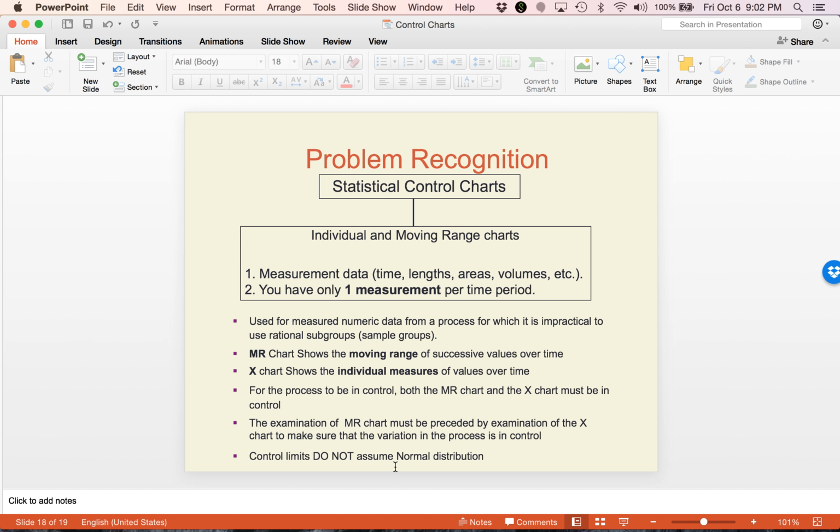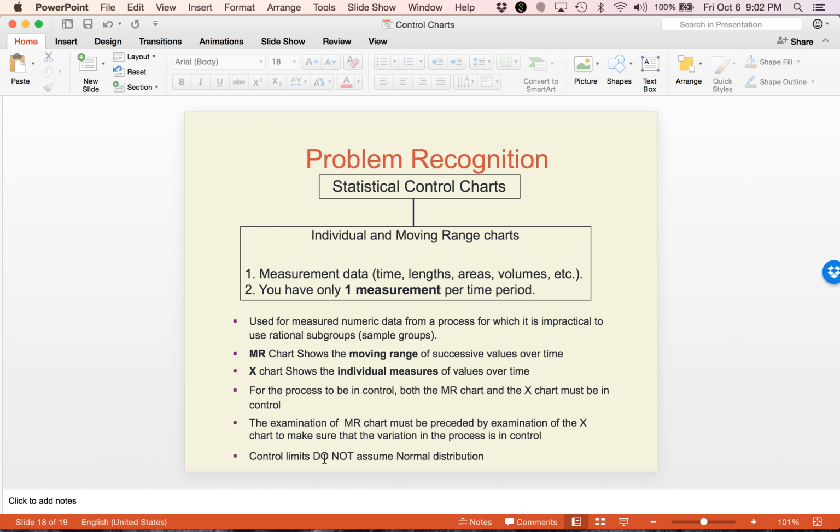If we don't have samples, maybe we only have one measurement per time period, so we can't look at the sample mean. There's no range because there's only one measurement per time period. We can look at the individual X and moving range charts. So what we'll do is we'll just plot that measurement over time, and we'll plot a moving range. We'll look at successive measures and look at the differences between them and see how big or small those are.